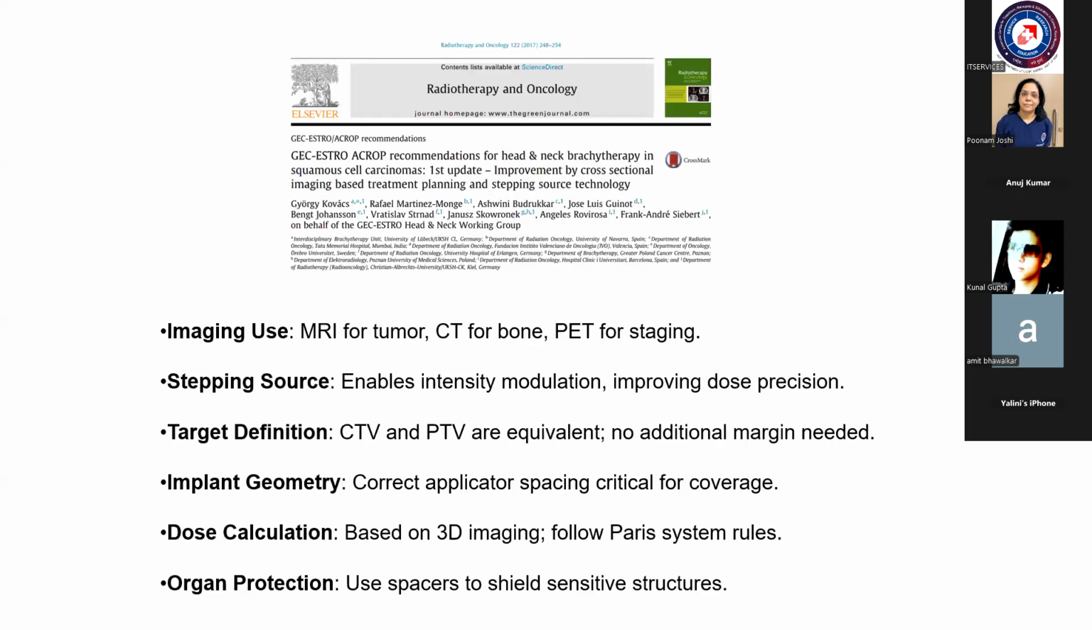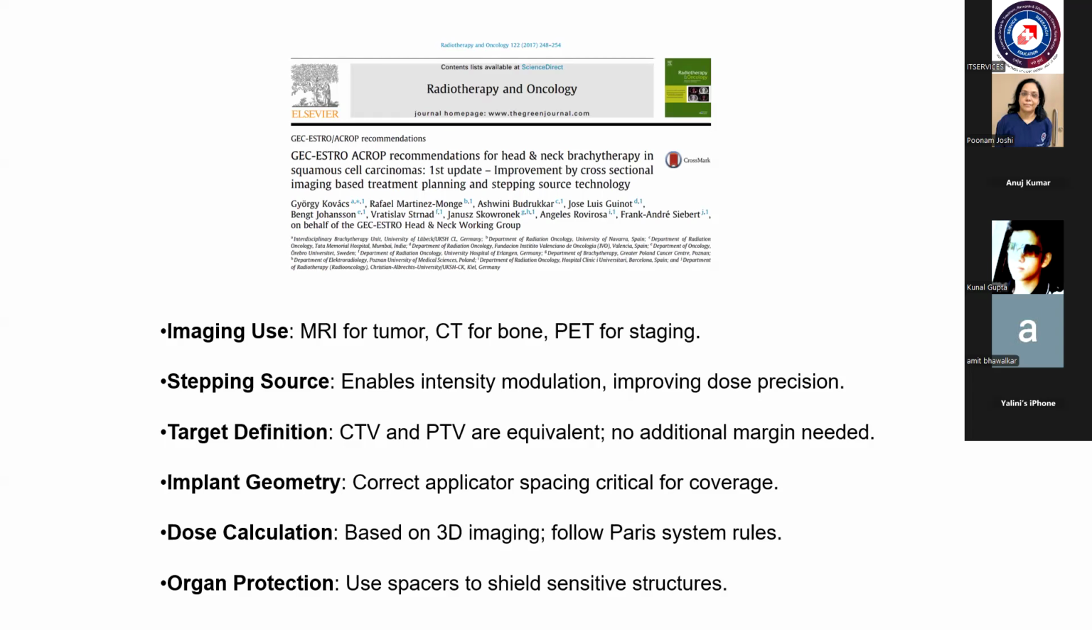Later on, the GEC-ESTRO again updated their guidelines in 2017, in which they mentioned that imaging plays a critical role while we assess the tumors for brachytherapy. So, whenever required, we should use an MRI for tumor extension, CT scan when you have suspicious bone invasion, and PET scan if it is required. So, we know that we don't routinely use PET scan in early stage tumors, but these are some of the recommendations that were given from the GEC-ESTRO group.